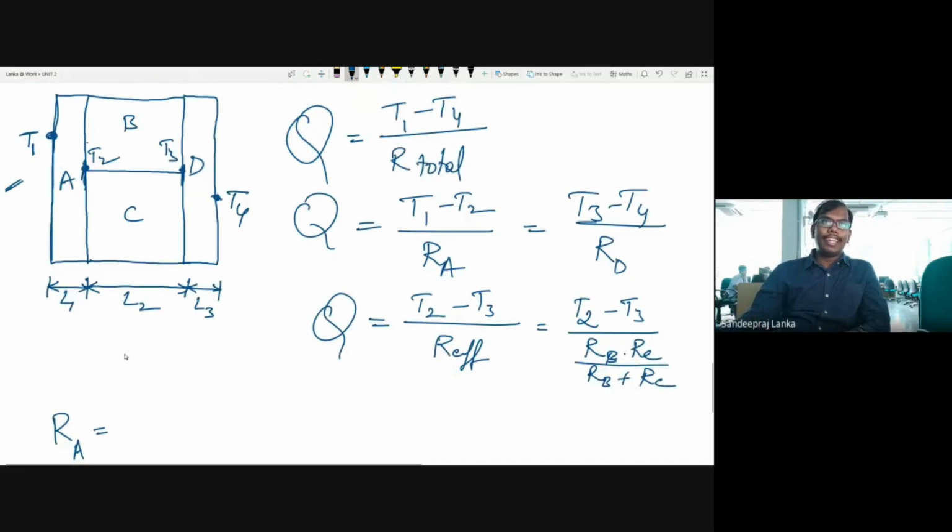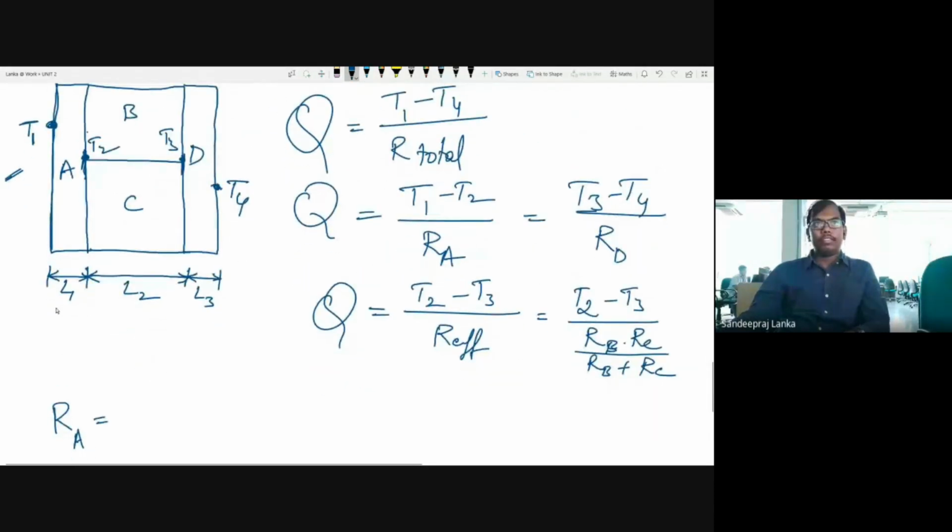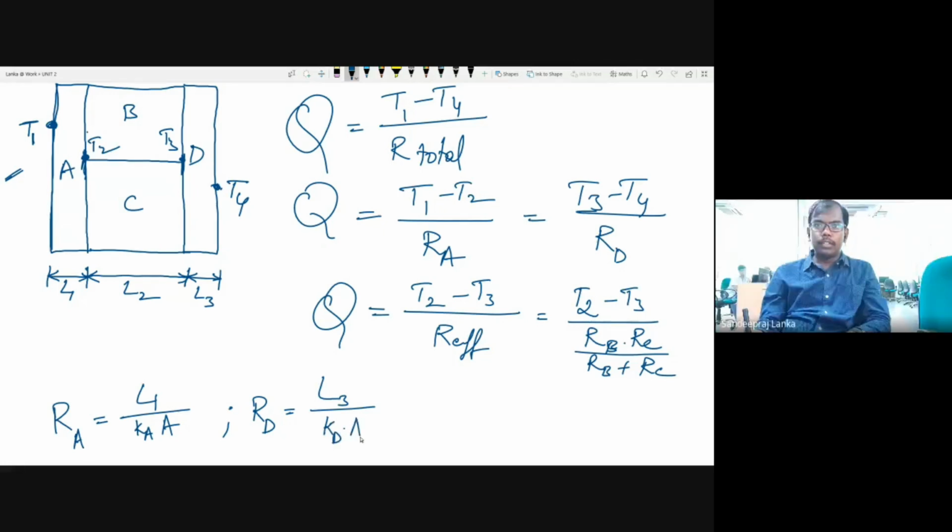So if I take RA in this particular case, RA is L1 by KA into the area A. The area is the whole area if I take here. Same way I'll take it for RD. This is L3 by KD, thermal conductivity of D, into A. The area is same for both the things. Now, what should be the formula for RB? And what should be the formula for RC?